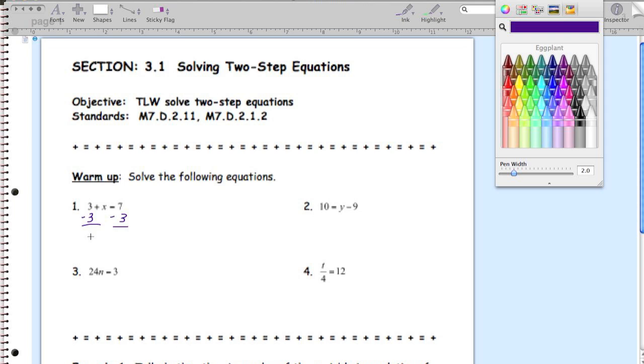And what you do on one side, you do on both. Those cancel, x comes down, 7 minus 3 is 4. And we could check it by substituting it back in and we would see that it works. We're going to avoid that just to save time.